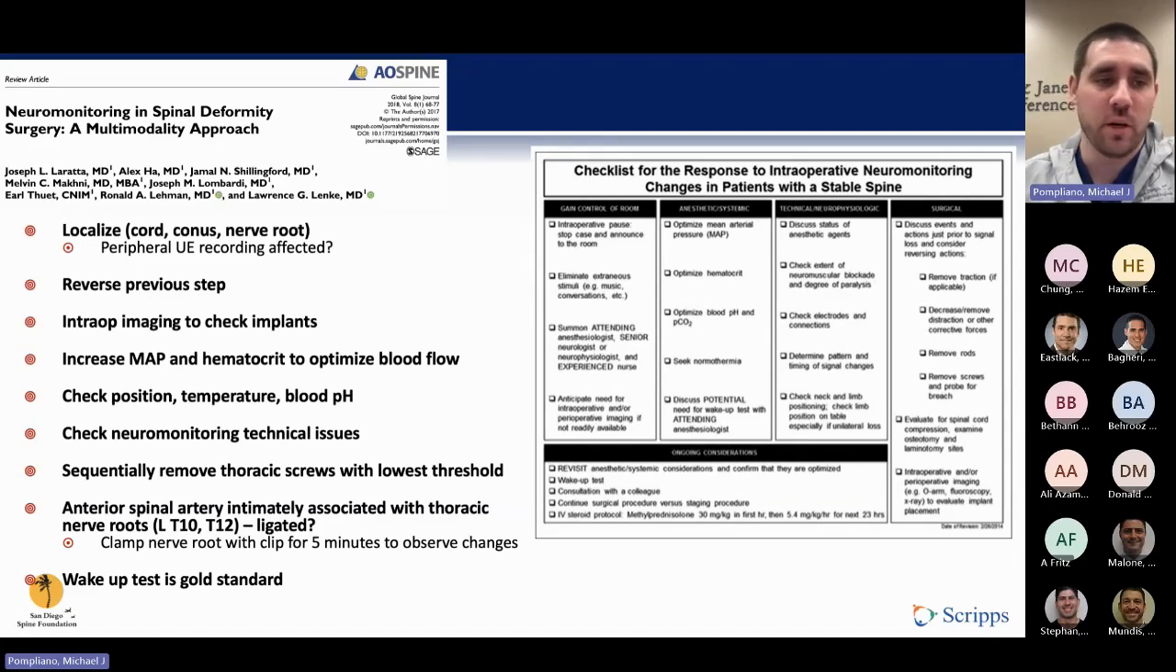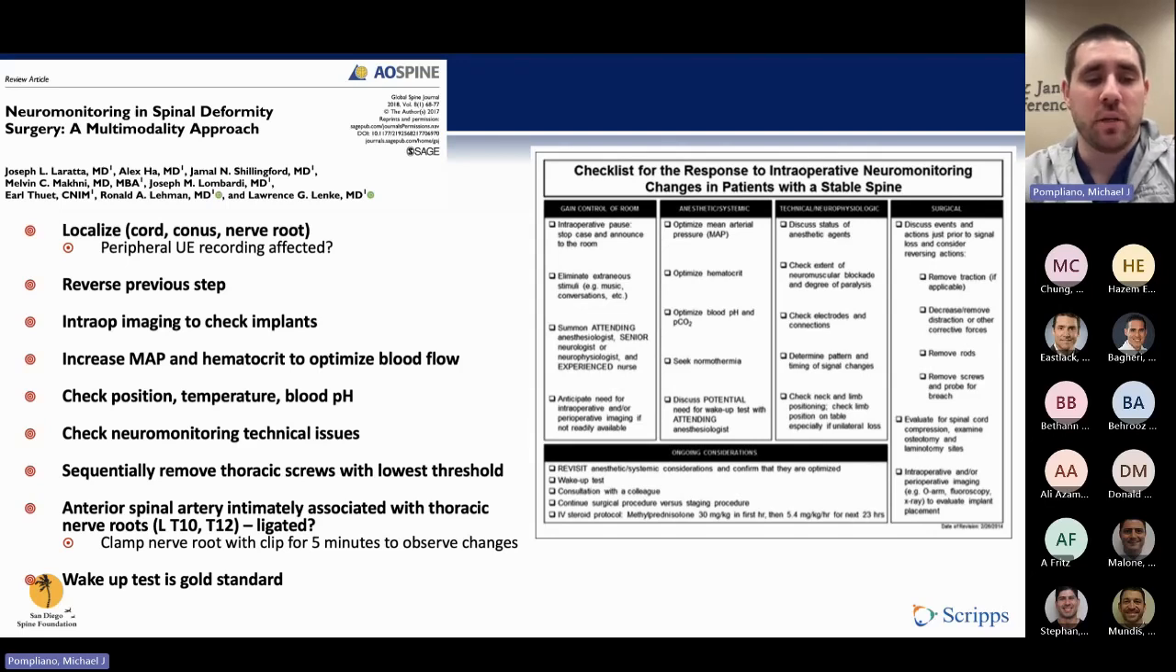Here is a summary of that chart over on the left. Essentially, you want to localize it. At what level is the alert coming from? If you can localize it, sometimes peripheral upper extremity monitoring can be helpful to localize the level of injury. If you did just do something, you need to reverse it. If you just did a deformity correction, or altered anything, essentially try to undo it. You can bring in intraoperative imaging in order to check the implants, such as intraoperative C-arm, O-arm, etc. The anesthesiologist simultaneously will be increasing the MAP to provide adequate perfusion, checking a hematocrit to optimize blood flow, and checking position, temperature, and blood pH. The neuromonitoring team will also be going through technical issues with their equipment to make sure that's not impacting it.